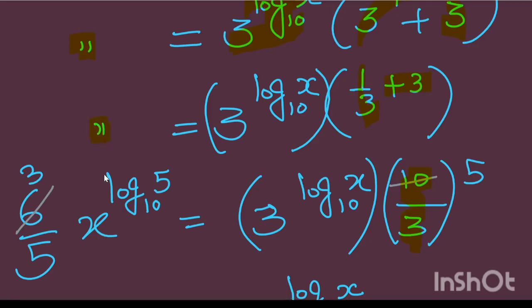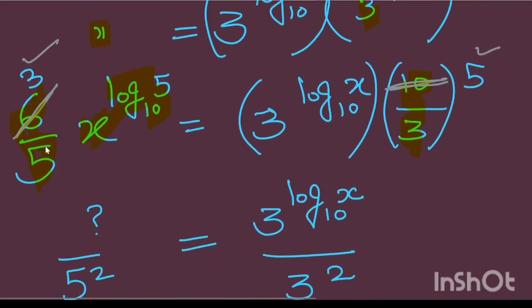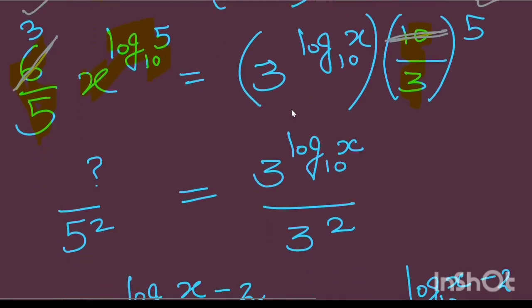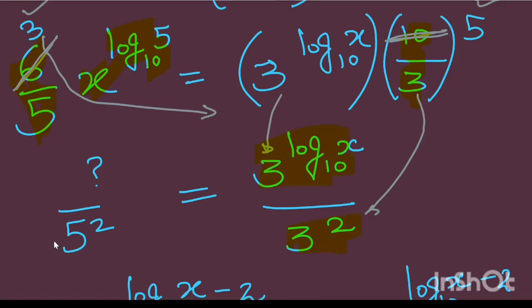Now we will write the left hand side, which was 6 by 5 x power 5 by 10, and this 6 gets cancelled with this 10. So we are left with 5 here and 3 here. So this term is as it is here. This 3 becomes 3 square. Why? Because this 3 is transferred here. So this becomes 3 square. Now here, as you can see, this is 3 to the power log x base 10 3 square. So this is 5 square.